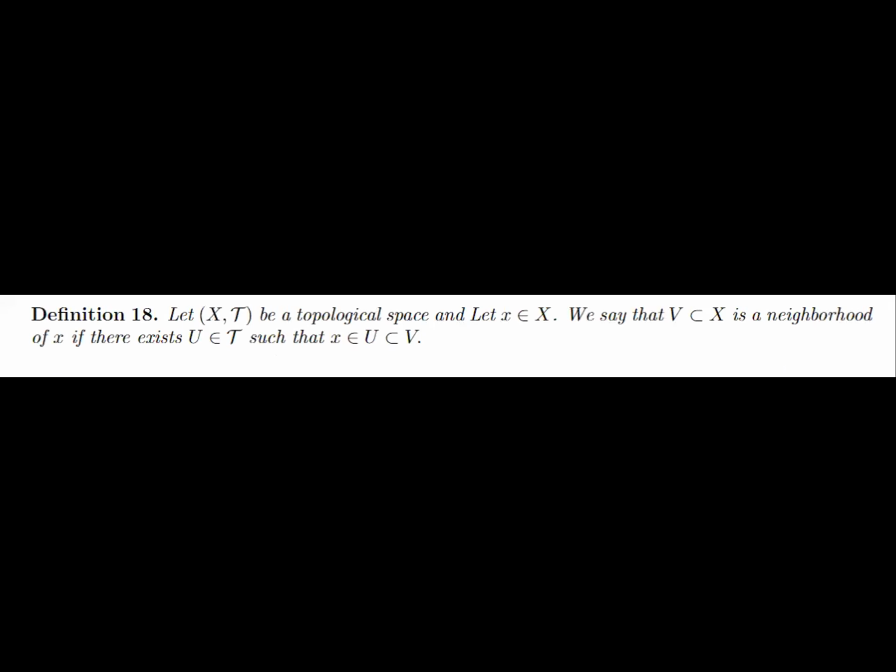So next, you have the notion of neighborhood. When you have a topological space, we say that V is a neighborhood of x if there exists an open set U such that x is in U and U is included in V. This is the classical definition of a neighborhood for a point in a topological space.